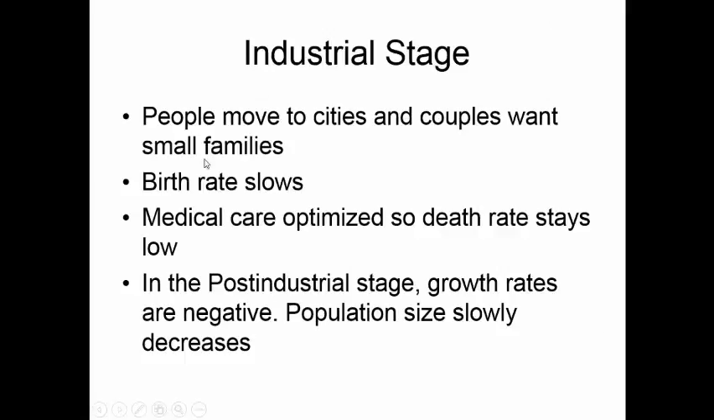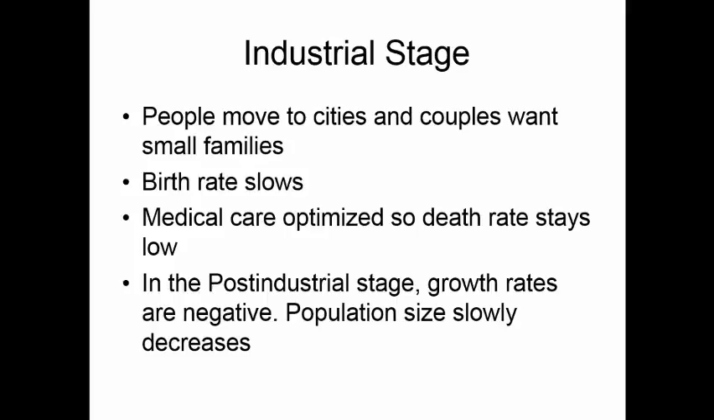In the industrial stage, people move to cities, couples want small families, the birth rate slows, and medical care is optimized, so the death rate stays very low. And then finally in the post-industrial stage, growth rates are negative, and that's where we're at right now in a lot of places. In the United States and in Europe, the growth rates are actually negative, and so our populations are slowly starting to decrease down to a more manageable level.